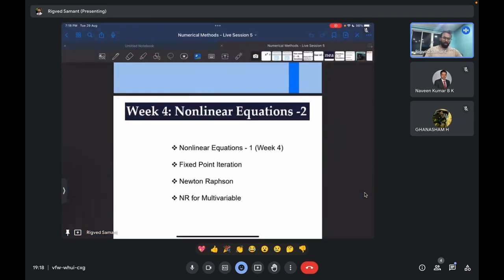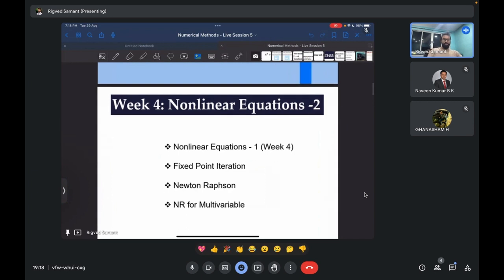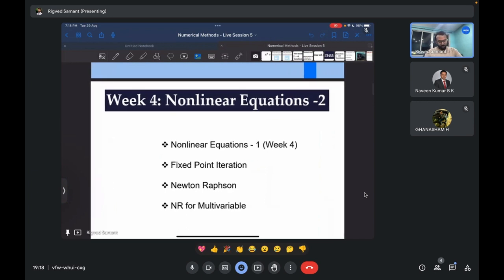Right now we are in the middle of numerical methods. Sorry, this is a typo here. This is the fifth week now. Last week we were studying nonlinear equations. We started with nonlinear equations. What is a nonlinear equation? It is an equation where the dependent variable has a nonlinear term inside it. To solve those equations, we saw three techniques last time.